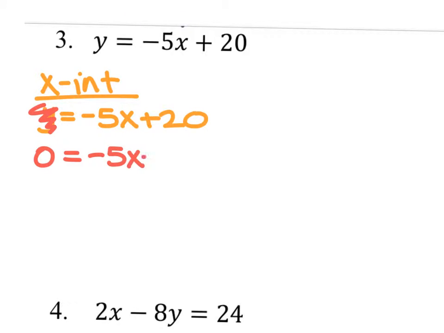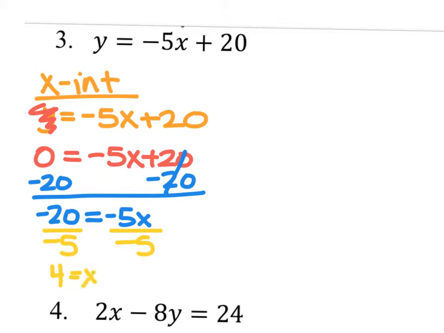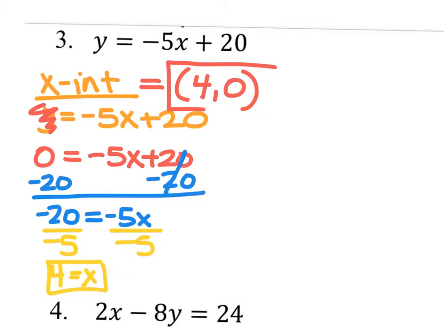And then we have negative 5x plus 20. Now we're just going to solve like a normal equation and get x by itself. So I'm going to subtract over the 20, and I get negative 20 equals negative 5x. And then I'm going to divide both sides by negative 5. And negative 20 divided by negative 5 is positive 4 equals x. So that is my value for x. But I'm going to write out my actual x-intercept as a point. So my actual x-intercept is 4, 0. The x-intercept is always a number, 0.